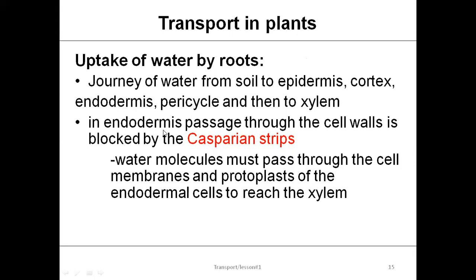In the endodermis, the passage of water through the cell wall, apoplast pathway, very important point, is blocked by the Casparian strips. Water molecules must pass through the cell membranes and protoplasts of the endodermal cells to reach the xylem, because the Casparian strip is not going to allow the movement across the cell wall. Energy requirement होगी यहाँ पर, ठीक है, ATP यूज होगा या फिर पाथवे चेंज होगा.